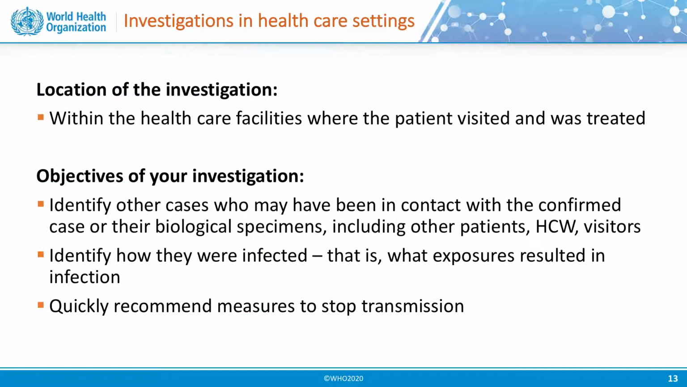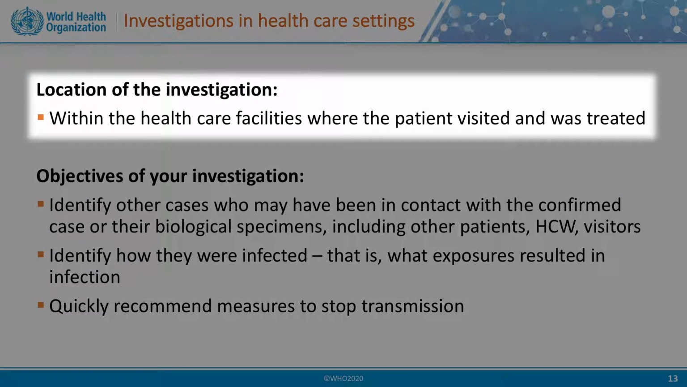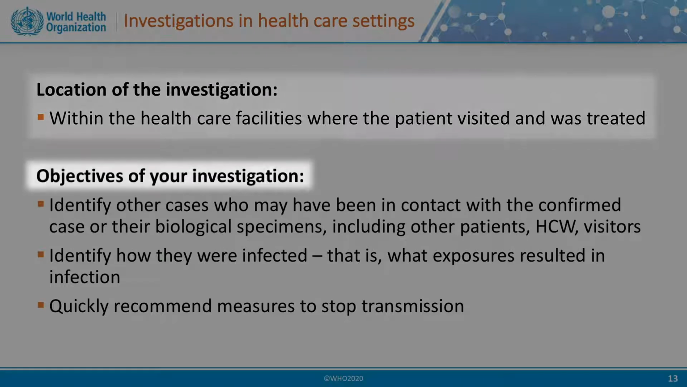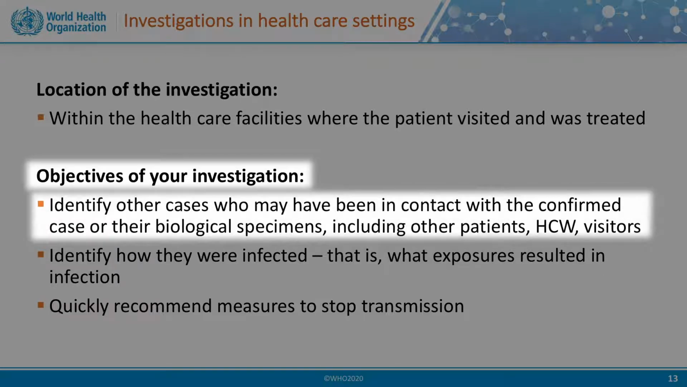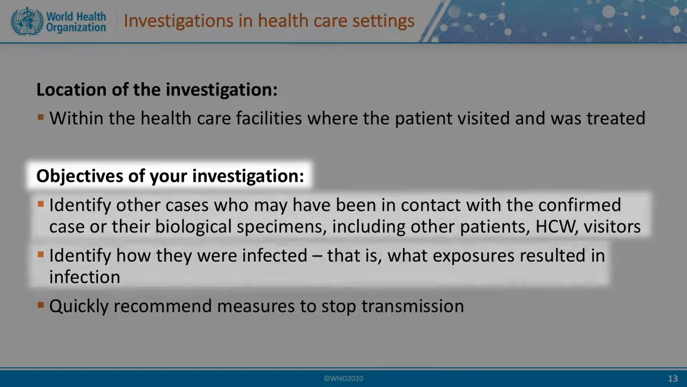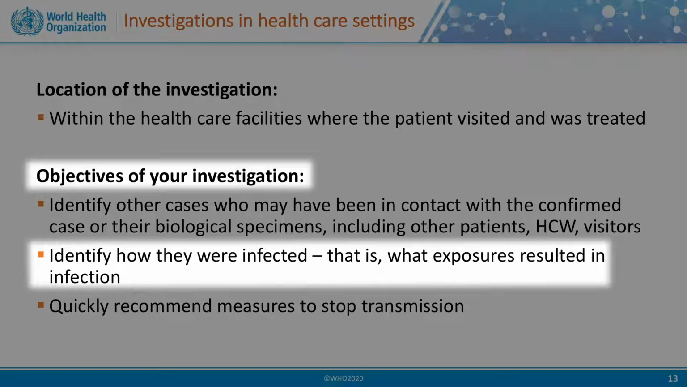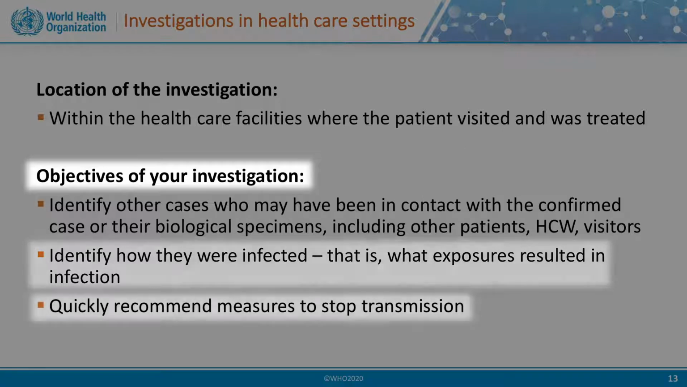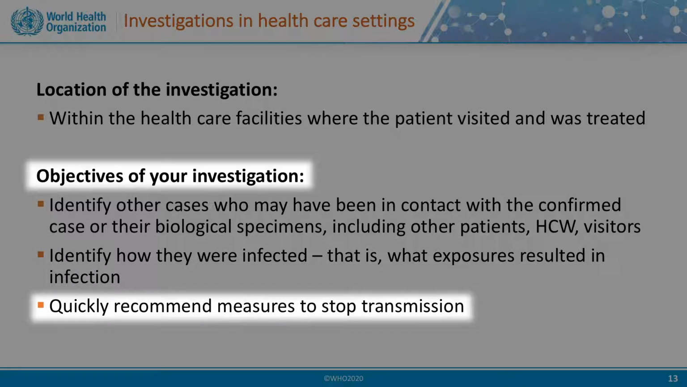There are different locations where you can conduct an outbreak investigation. The first one we will describe is an outbreak investigation in a healthcare facility, and this would take place in a healthcare facility where a patient visited or was treated. The objective of this investigation in a healthcare setting would be to identify other cases who may have been in contact with the confirmed case or their biological specimens, including other patients, healthcare workers, and visitors. And what we would need to do is to identify how any secondary cases were infected. That is, what were the exposures that resulted in infection? And quickly be able to recommend measures to stop human-to-human transmission.